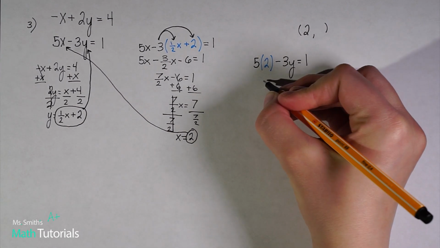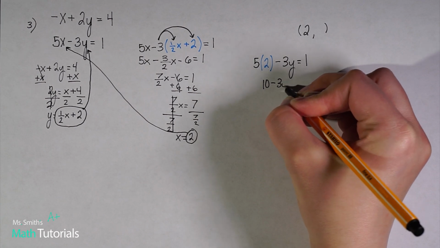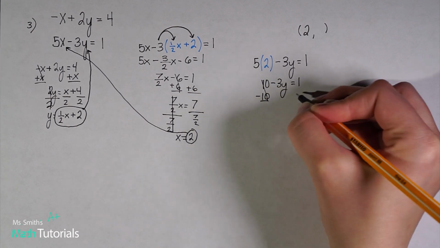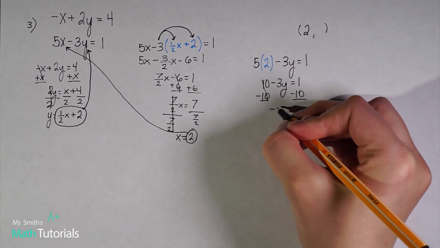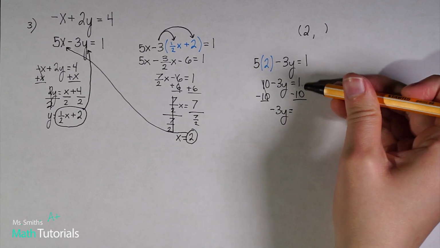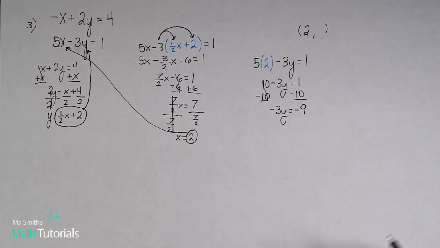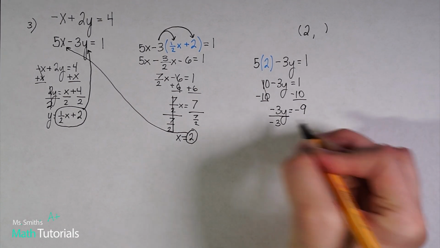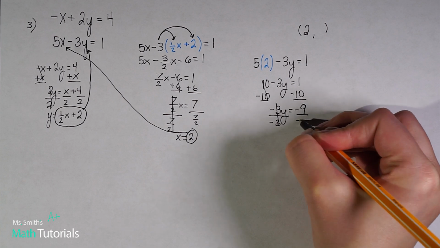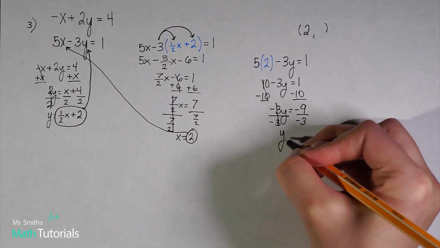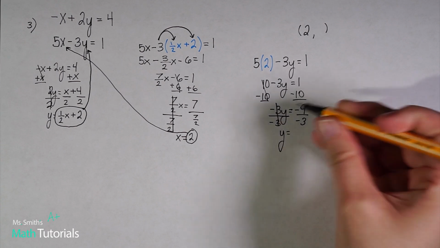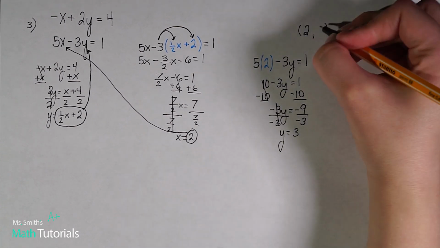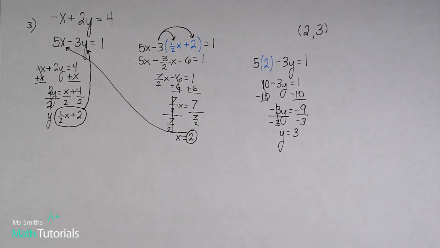So 5 times 2 is 10 minus 3y equals 1. I'm going to subtract 10 from both sides. So I get -3y equals 1 minus 10 is -9. And my last step to get y alone is to divide out that -3. And I get y equals -9 divided by -3 is +3. So there's part 2 of my answer. I found my y. It is 3.